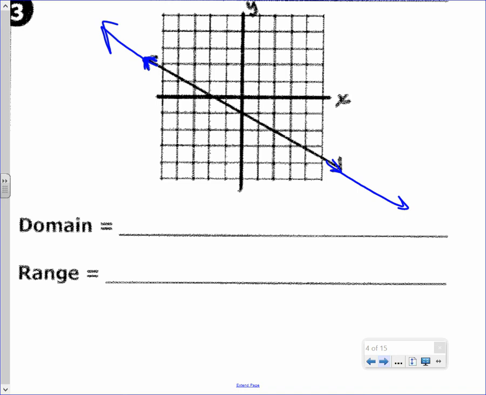Look, x can be any number you can think of on the number line. So the domain here is all real numbers. You think of an x value, it'll be on this function. Any x value.